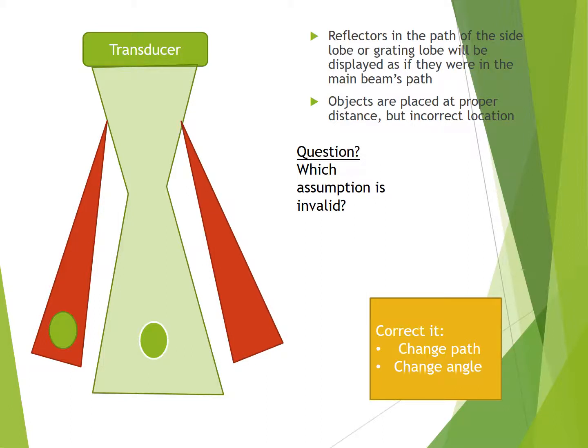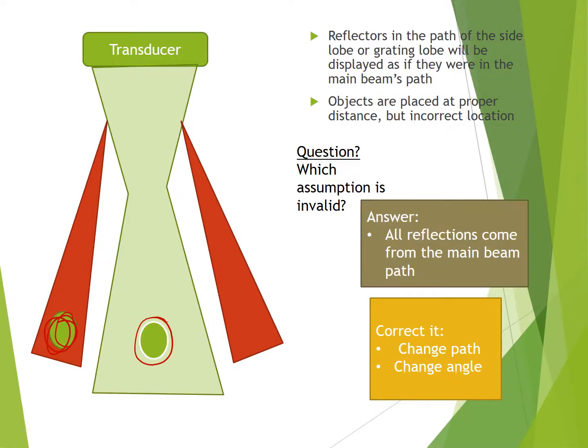So again, reflectors in the path of the side lobe or grating lobes will be displayed as if they were in the main beam's path. Objects are placed at a proper distance, but in the incorrect location. So if this is our true anatomy over here, the machine thinks that it came from the main beam, therefore it's going to display it in the wrong spot. So which assumptions are invalid? That all reflections are coming from the main beam's path. To correct it, again, we're going to change the path or change the angle by moving our transducer off to one side or the other, so we're not hitting that true anatomy with those grating lobes.